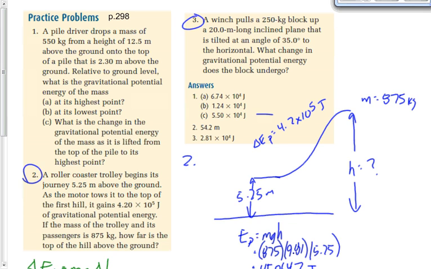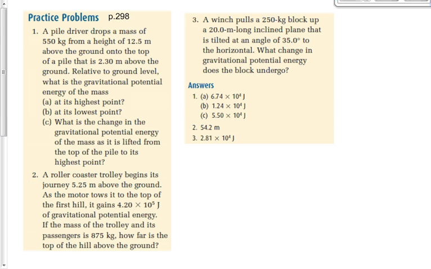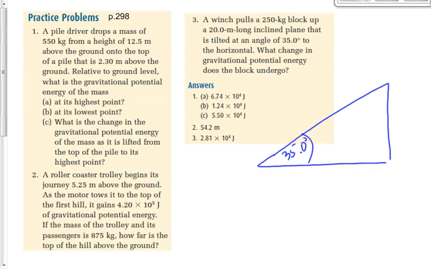All right, finally, let's take a look at number 3 here. A winch pulls a 250 kilogram block up a 20 meter long inclined plane that's tilted at an angle of 35 degrees. What's the change in gravitational potential energy the block undergoes? Again, I think it's useful to draw this out. Here's my angle of 35 degrees.